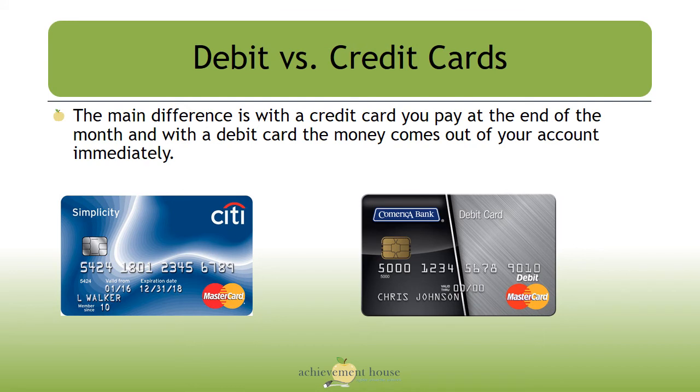Now, I've already started talking about this, but the main difference between a credit card and a debit card is that with a credit card, you pay at the end of the month. So if I was to use a credit card to go out to eat and to buy a game and to buy some sneakers, at the end of the month or the beginning of the month, whenever you set up your time, and which, by the way, you can set up when you first sign up, when you want that bill to come.